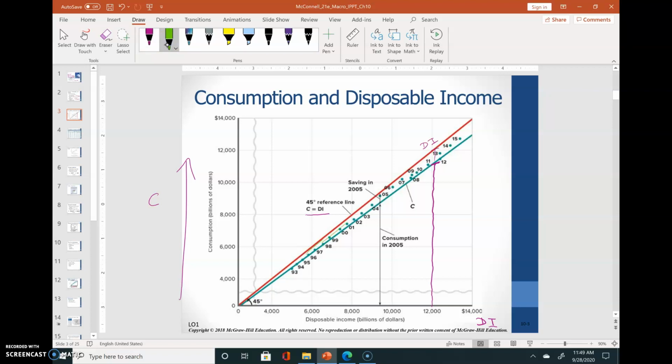Then we have the small part which is between the disposable income and savings and consumption. This is our savings. Savings is equal to disposable income minus consumption. Just to let you know here, the income that we have after paying taxes, which is disposable income, is divided into consumption and savings.